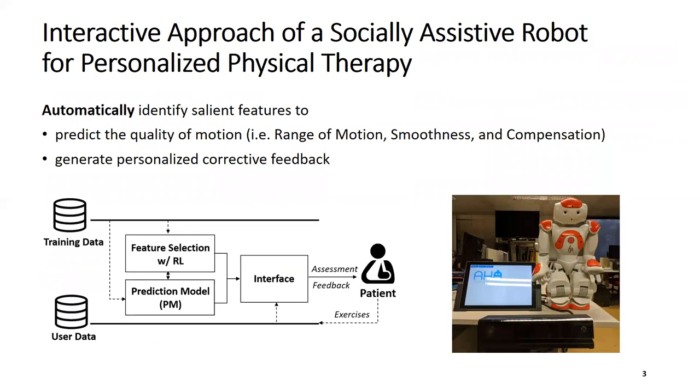In this work, we present an interactive approach of a socially assisted robot for personalized physical therapies. This approach can automatically identify salient features to predict the quality of motion on three performance components: range of motion, smoothness, and compensations, and generate personalized corrective feedback. Now I will describe components of our approach in detail.